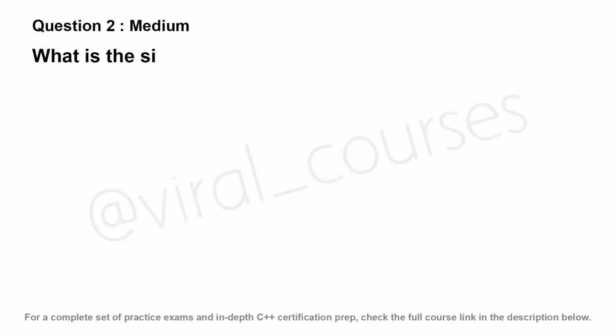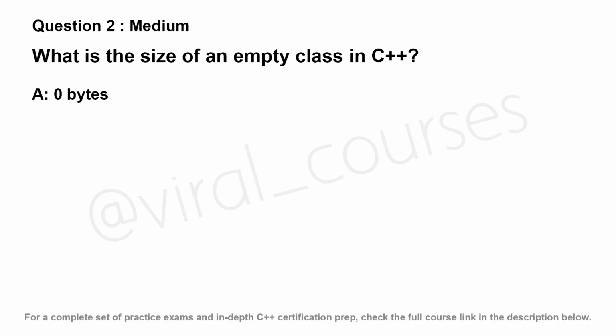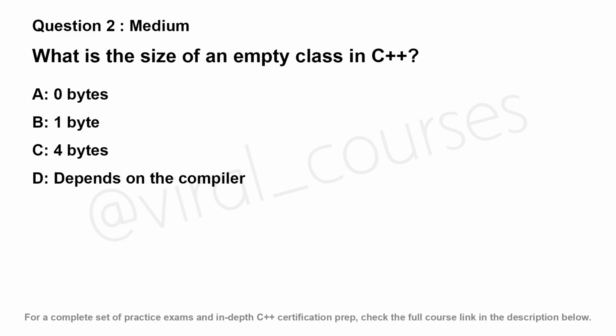What is the size of an empty class in C++? Option A, 0 bytes. Option B, 1 byte. Option C, 4 bytes. Option D, depends on the compiler.